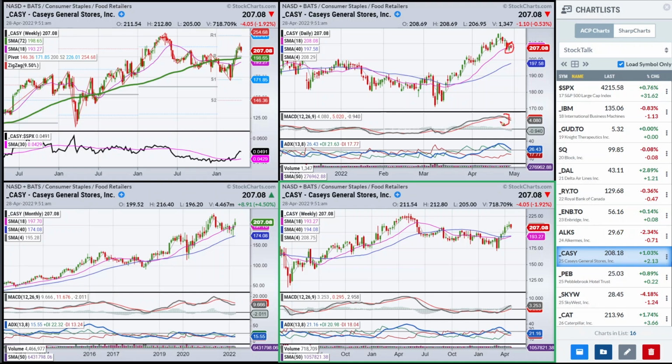Okay, we got MACD overrunning the signal line. It probably wants to spend a little time consolidating, but there should be a significant amount of support around 200 in this.